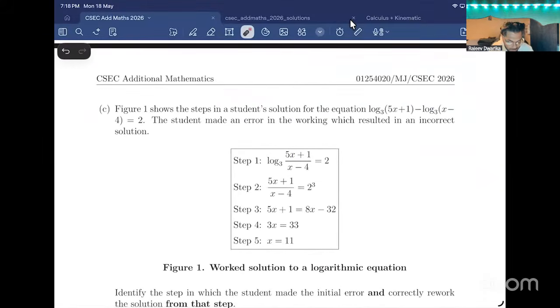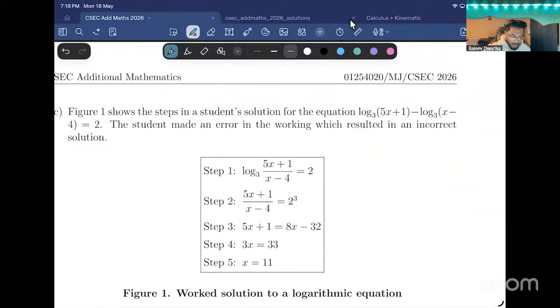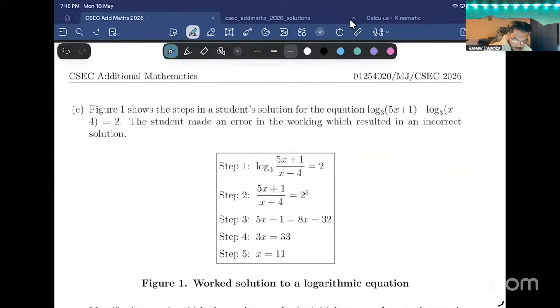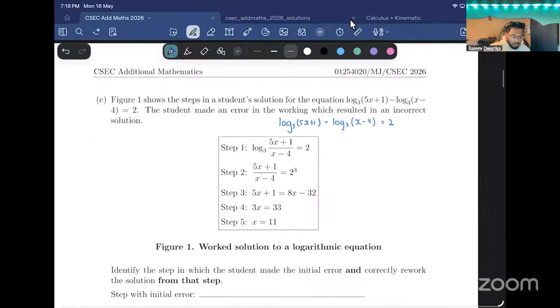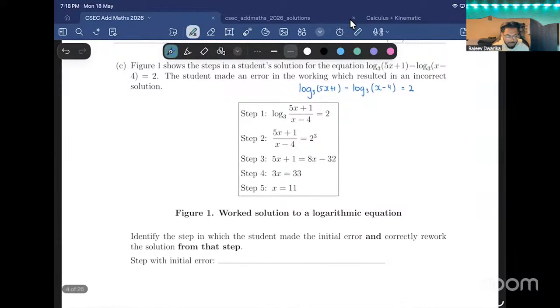Figure 1 shows the steps in a student's solution for the equation log base 3 of 5x plus 1 minus log base 3 of x minus 4 is equal to 2. So I'm going to rewrite that. So we have log base 3 of 5x plus 1 minus log base 3. I could already see the mistake the man made. Where did he make the mistake? They want me to figure out the step in which the student made the error.